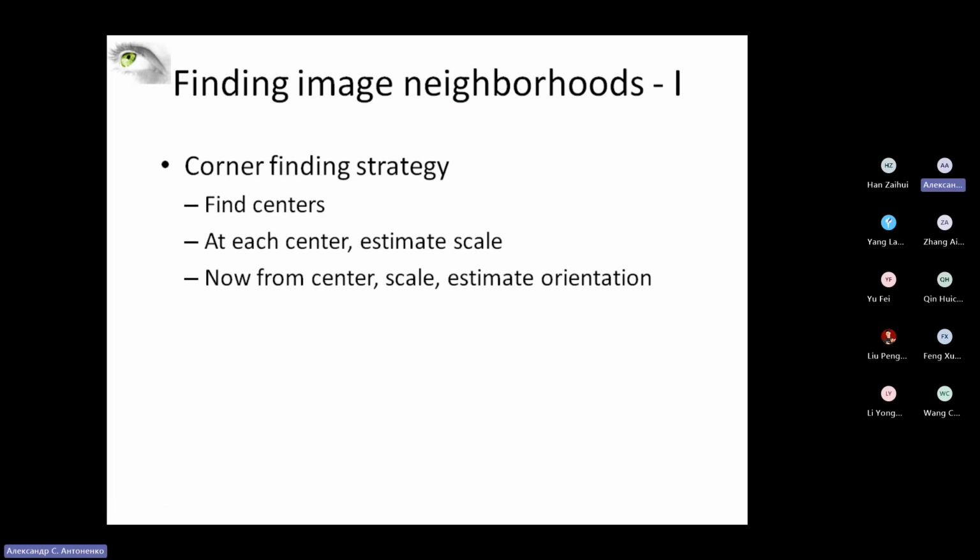What is a corner finding strategy? We need to find centers. At each center, estimate the scale of this corner, and from the center and scale, estimate its orientation. So for each feature, we need to find the center, so the position of this feature. We need to find the scale, how big or how small it is, and we need to estimate the orientation, how it's oriented. Is it oriented upwards, downwards, or to the left, to the right?